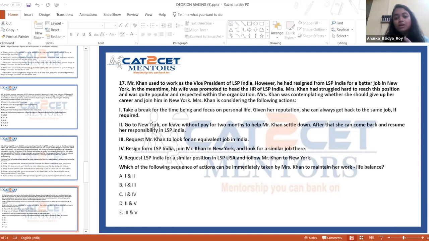Important words to be noted. Which of the following sequence of action can be immediately taken? Okay, she has to take the action immediately to maintain her work-life balance. So what decision should she take at this moment so that her work-life balance is maintained? Okay, so we will look at the options.